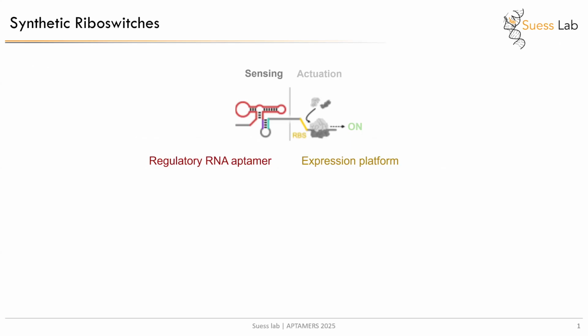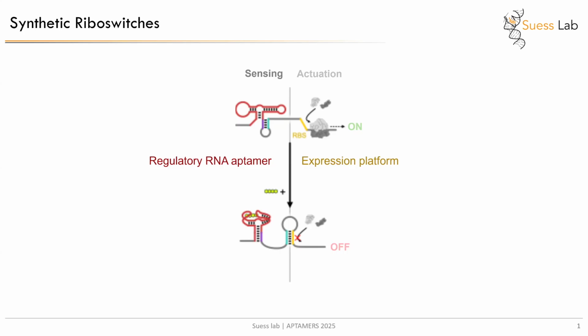Of course, we're working on a lot of switches, as we said. For us, especially interesting is that we can engineer synthetic riboswitches from a regulatory RNA aptamer coupled to an expression platform. And when you have the ligand of choice present, the regulatory RNA aptamer undergoes conformational changes, thereby affects the expression platform and can switch on or off the switch.